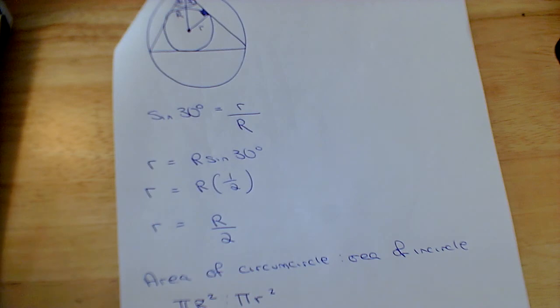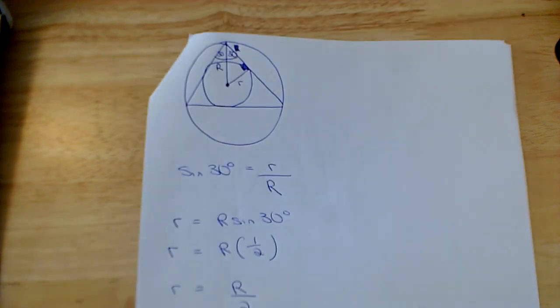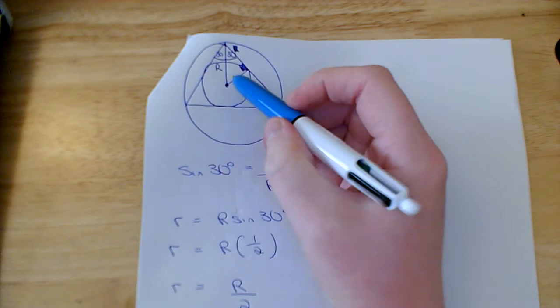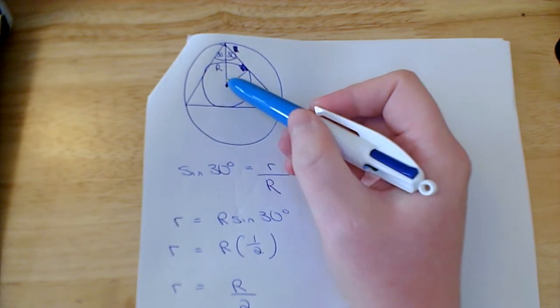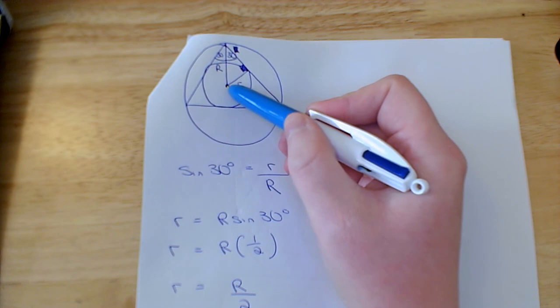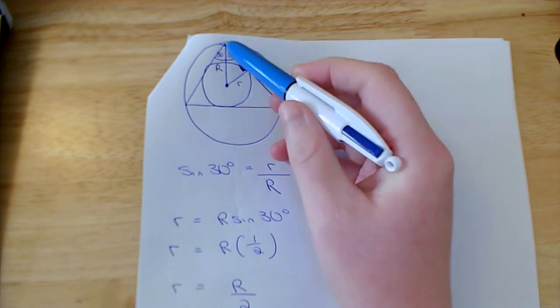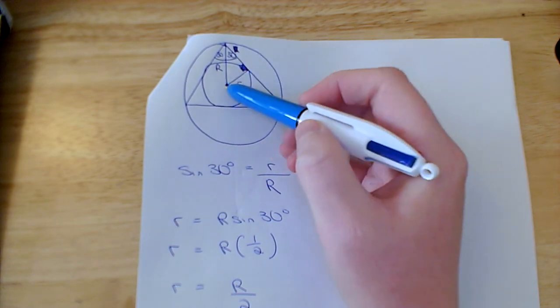Part 2 of this question, it says an equilateral triangle is shown with both an inscribed and a circumscribed circle. Calculate the ratio of the area of the circumcircle to the area of the incircle. So we should also know how to do this construction. Basically, I'm going to say that the radius of my small circle, from here to here, is going to be r, and the radius of my larger circle is going to be a capital R. So my small circle we call r, and my large circle we call capital R.